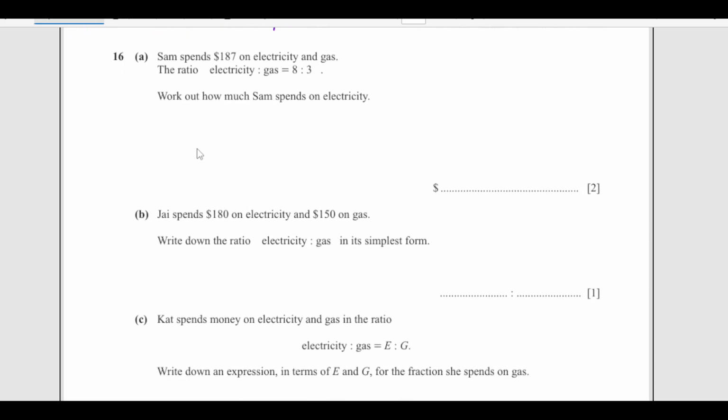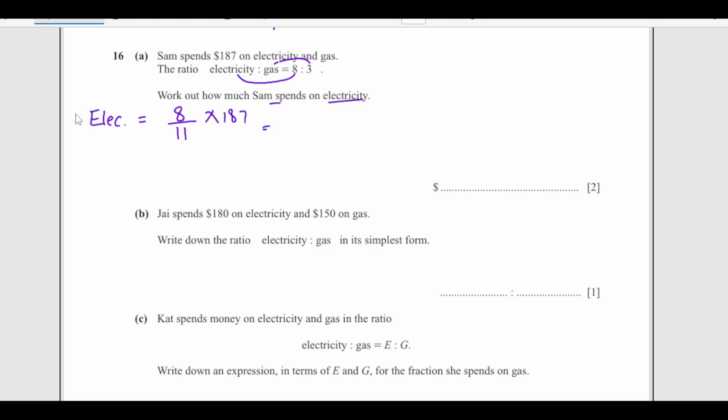Now, number 16. Sam spends $187 on electricity and gas. The ratio is this. Work out how much Sam spends on electricity. So, the electricity is 8 here, the gas ratio is 3. So, the total is 11. We are looking for the electricity, so electricity is going to be 8 out of 11, 8 plus 3, 11, times 187. Just multiply and calculate, it comes out to be 136.